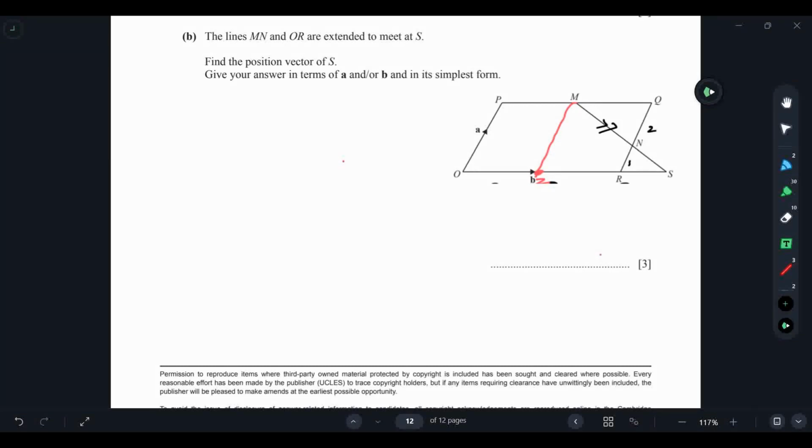Now they say that the lines MN and OR are extended, so this one is the required one. Now if we compare these two, the triangle ZMS and the triangle RNS, these two are similar triangles. We don't need to prove it, but there are various reasons for this, so we can directly use it. In similar triangles, the ratio must be the same.